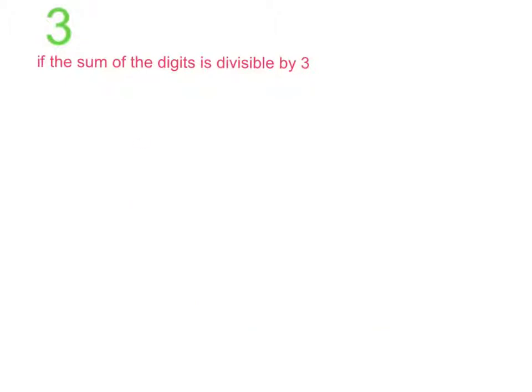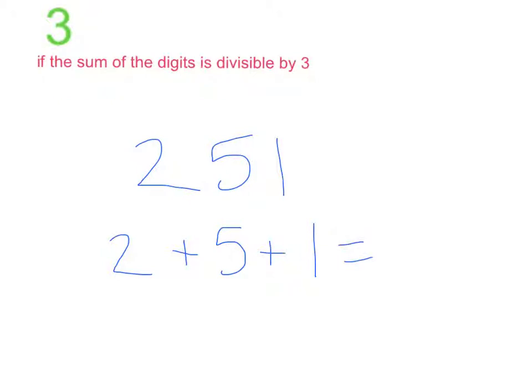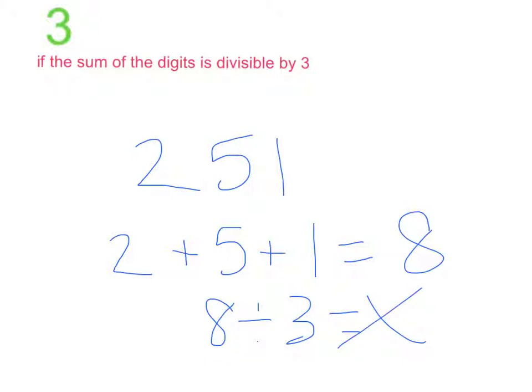Let's try another example. If we have the number 251, is it divisible by 3? Let's do the steps. First, we have to add all the digits. So 2 plus 5 plus 1 equals 8. Is 8 divisible by 3? Well, let's find out. 8 divided by 3. Well, 8 cannot divide into 3 evenly, so it is not divisible by 3. 251 is not divisible by 3.